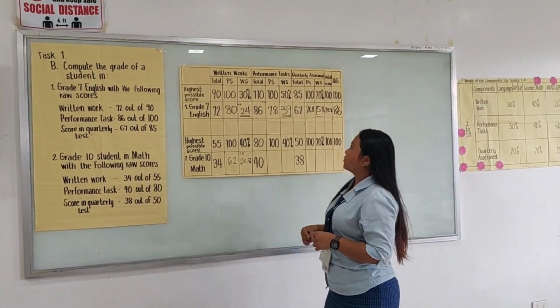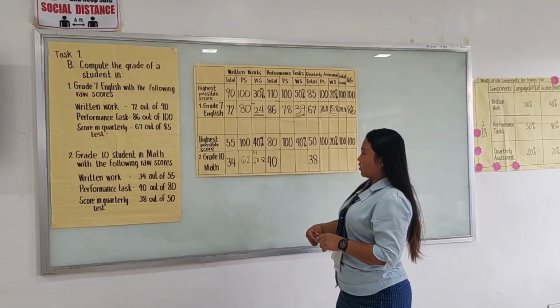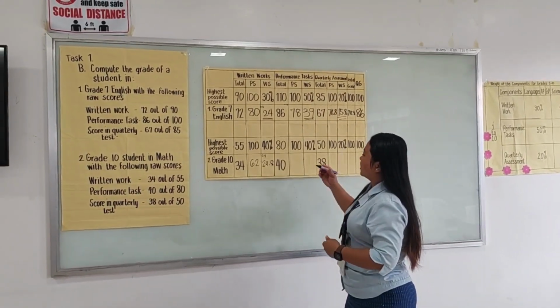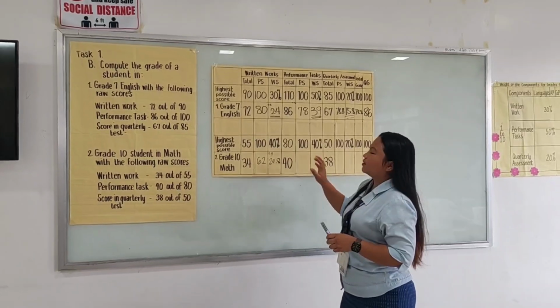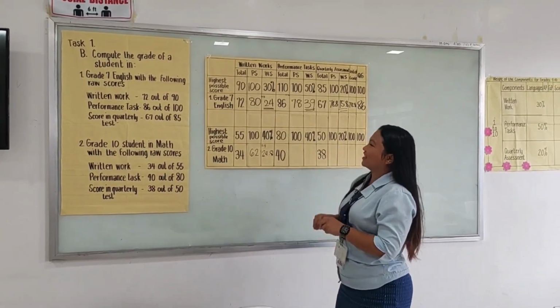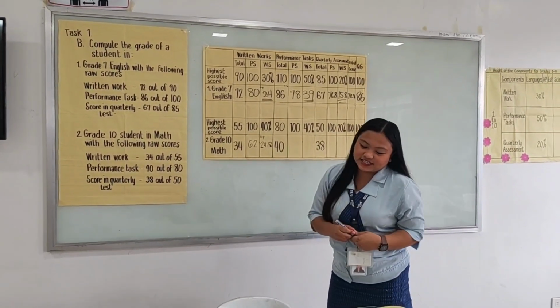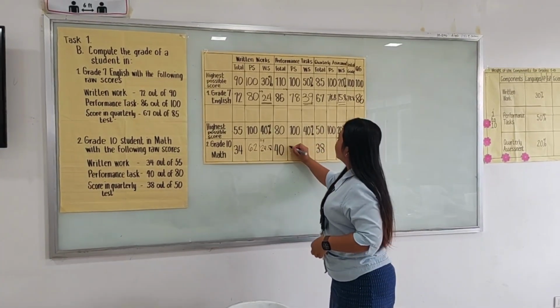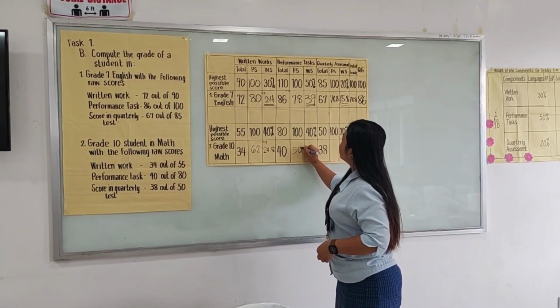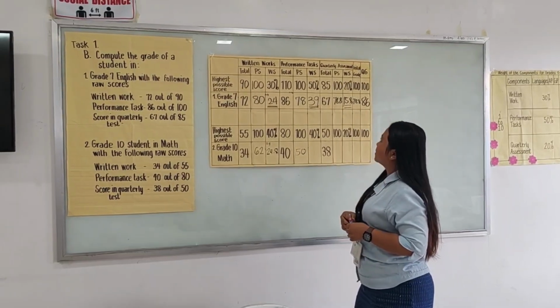So let's proceed to performance task. The raw score of the student is 40. To get the percentage score, we need to divide 40 over 80. So the answer is 0.5. Then multiplied by 100 equals 50. So 50 is the percentage score of the student in performance task.